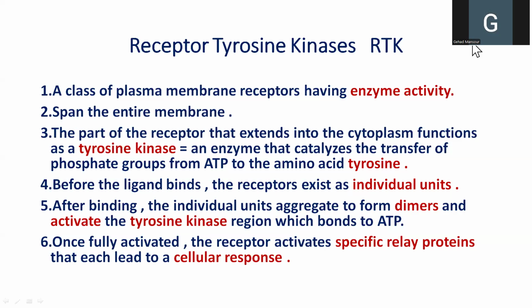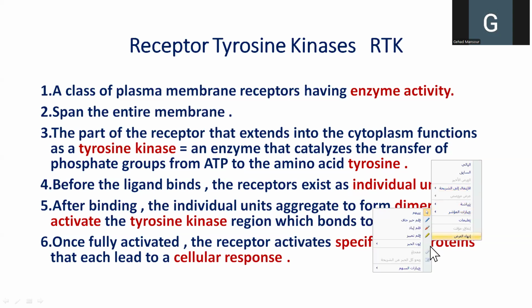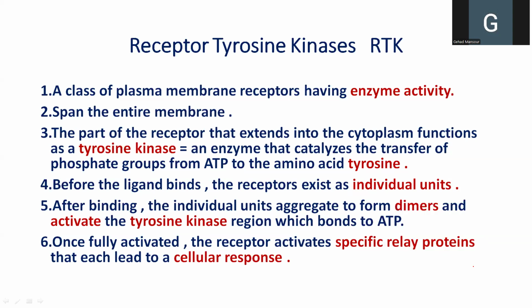Morning. In this video, we are going to explain a second type of plasma membrane receptors, which are the receptor tyrosine kinases. To start with, we have to remind you, or tell you if you don't know, that the kinases are a group of enzymes in the human body. And just like any enzyme, they catalyze a certain chemical reaction.